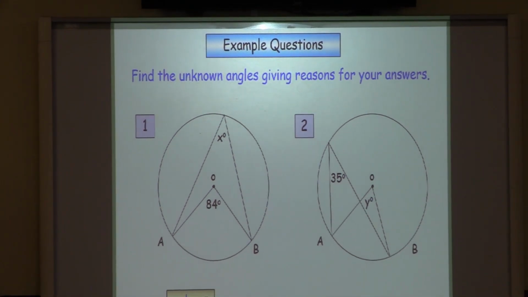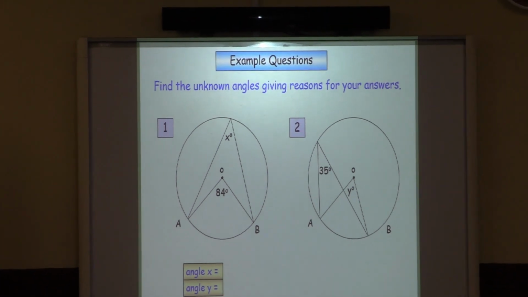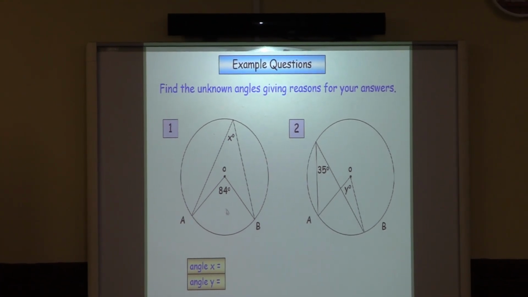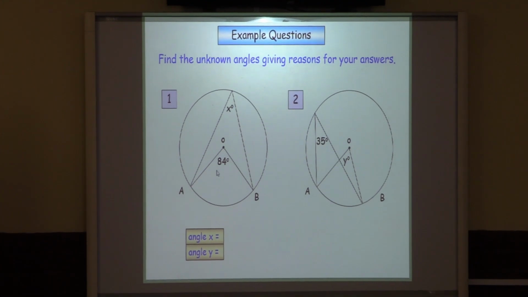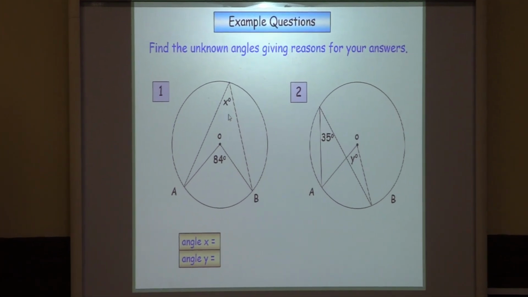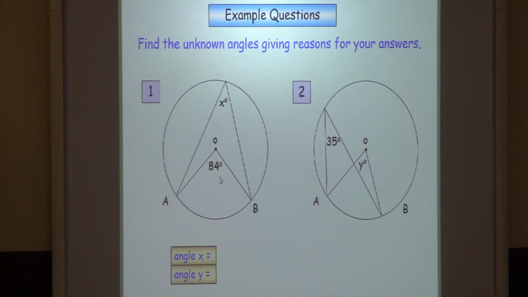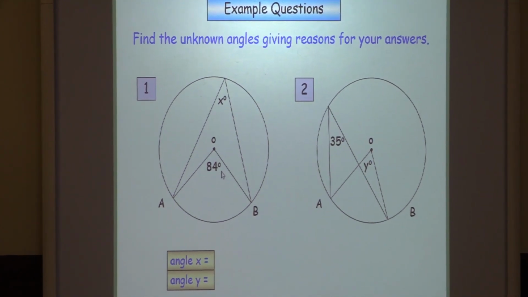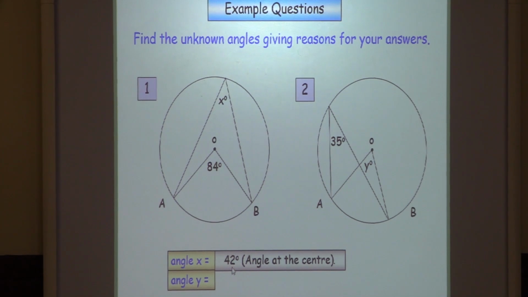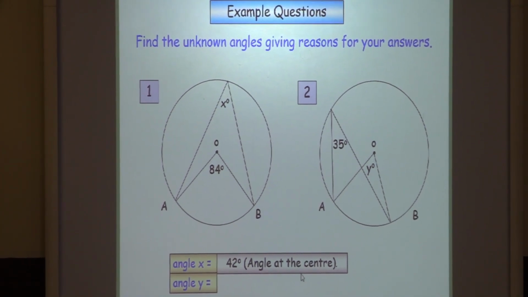Find angle x there. What is it that I notice? I notice the theorem. Nothing is being asked here by the theorem. This is the angle at the center, that is the angle at the circumference. Which one will be big? The one at the circumference or the one at the center? Yes, the one at the center. If this is 84, what is x? It will be half of that, which will be 42. Angle x will be equal to 42, reason: angle at the center.